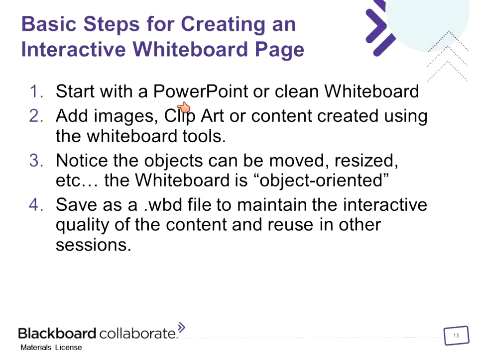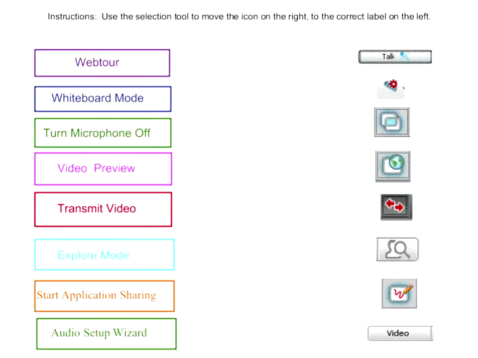You're going to add images, your clip art. A couple people said, hey Sherry, how'd you get those cool push pins that you had on the map? You can actually find those push pins in the whiteboard toolbar, which is the collection or the tool at the very bottom of your toolbar. Anything that you add to the board is object-oriented, meaning that it can be moved and resized. So once you organize it the way that you want it to look, the final step is to save it as a WBD file to maintain the interactive quality of the activity.